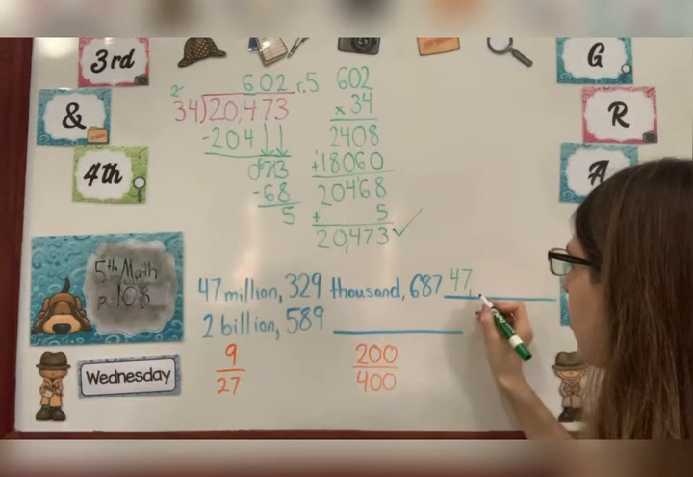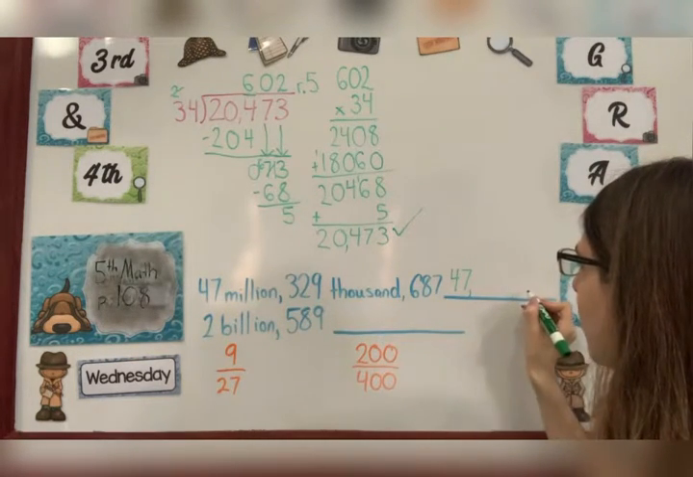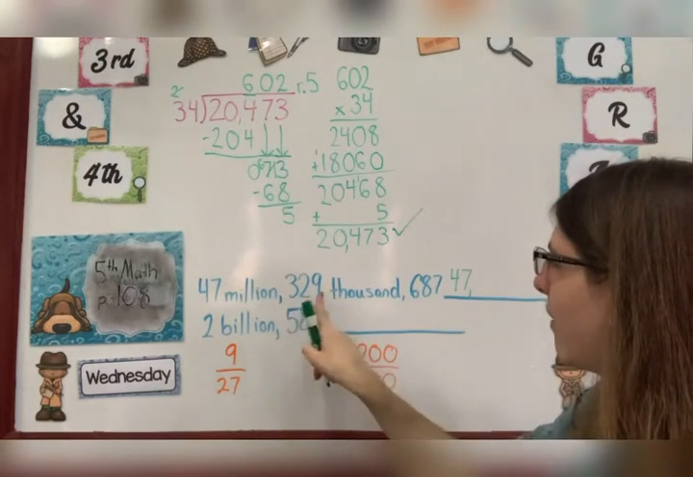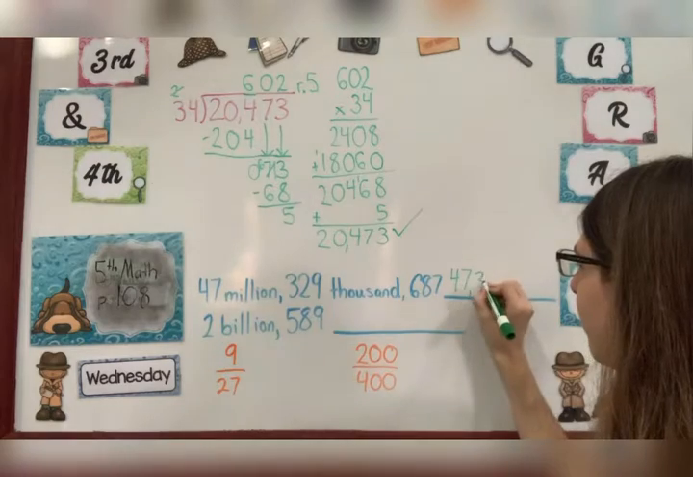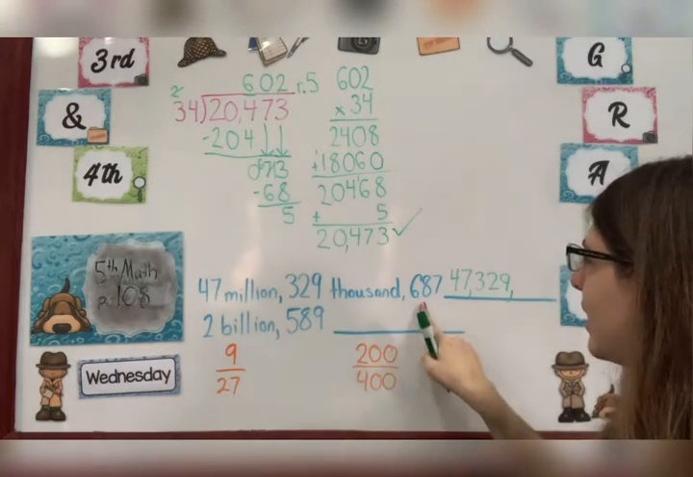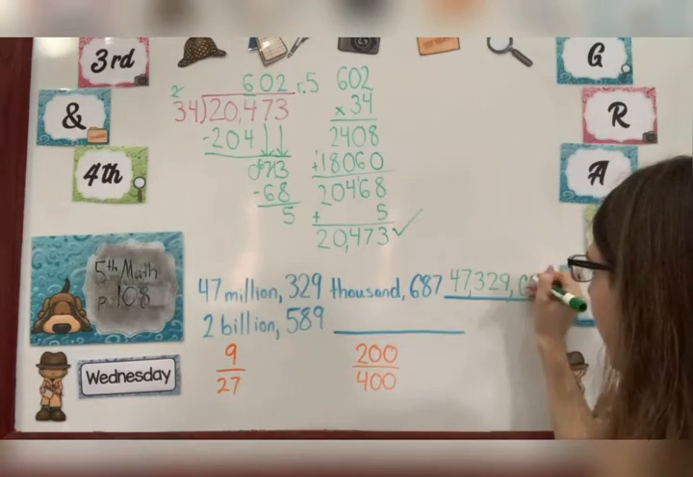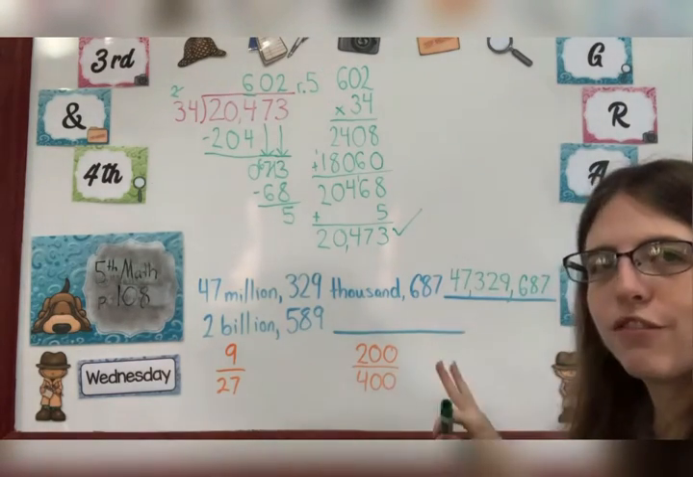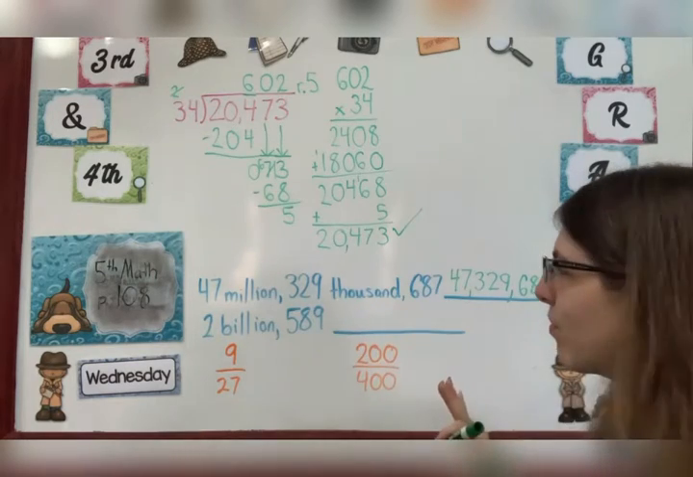Now we know the group after that is thousands, and the group after that is the units group, the last group. So let's see what we have. 329,000. Okay, we can fill up our thousands group. 687. Okay, that fills up our last group. So we have all 3 groups filled up. We're good to go.